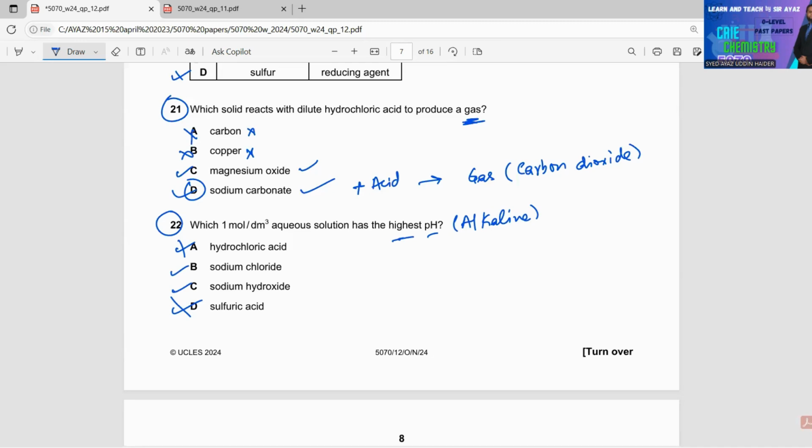Sodium chloride. Sodium chloride is a salt, which means it gives a neutral solution. Neutral solution means pH will be neutral. So C cannot be the right answer here. Sodium hydroxide, it's an alkali. In fact, it's a strong alkali, so it will give the highest pH. The pH value will rise with sodium hydroxide.